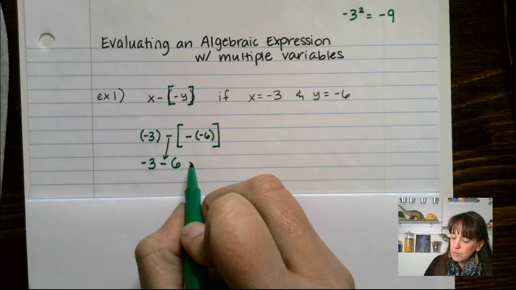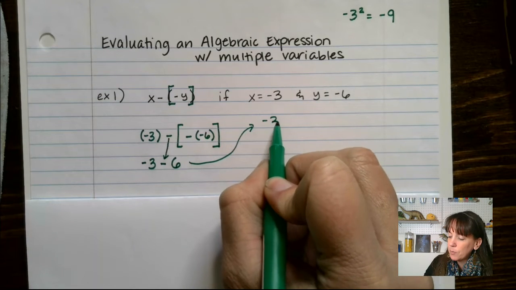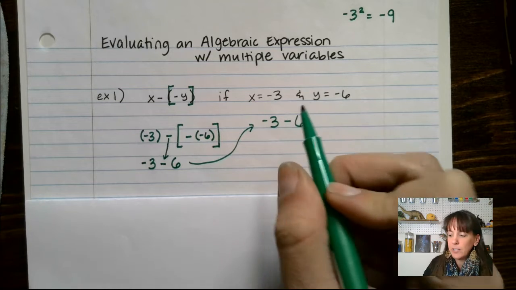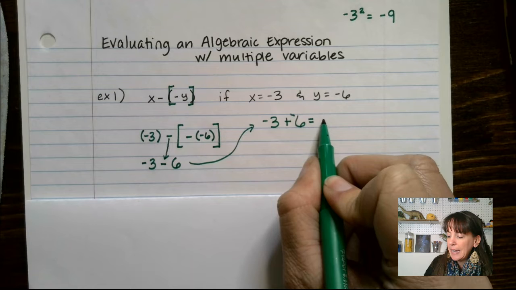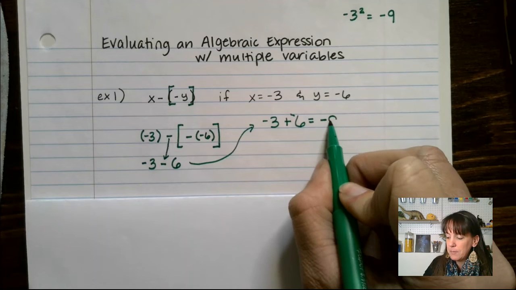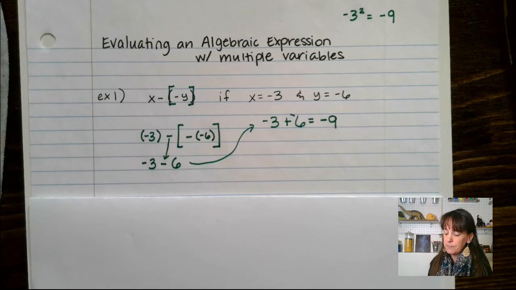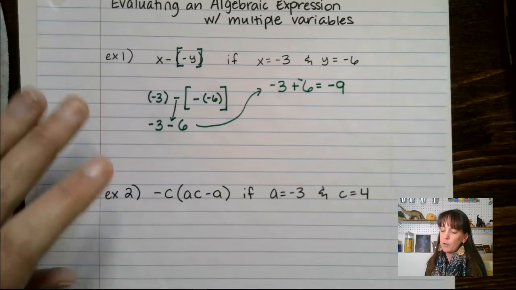Okay, so to work over here, we got -3 minus 6. We don't subtract, we add the opposite. Those are both on the negative team, and so when they're on the same team, we add them together for a total of -9.